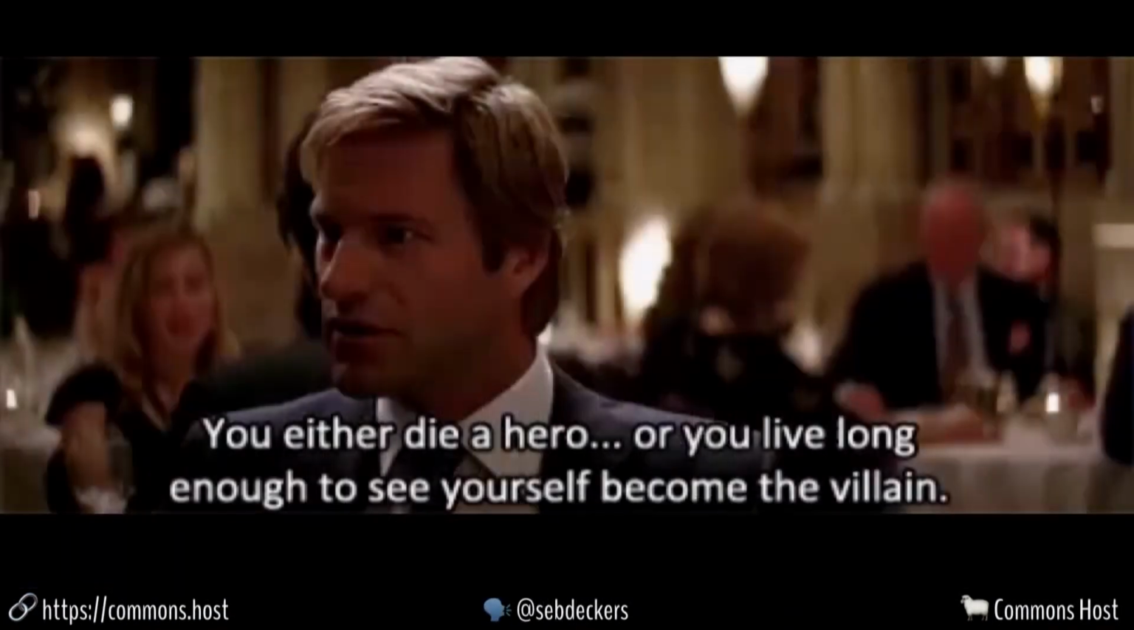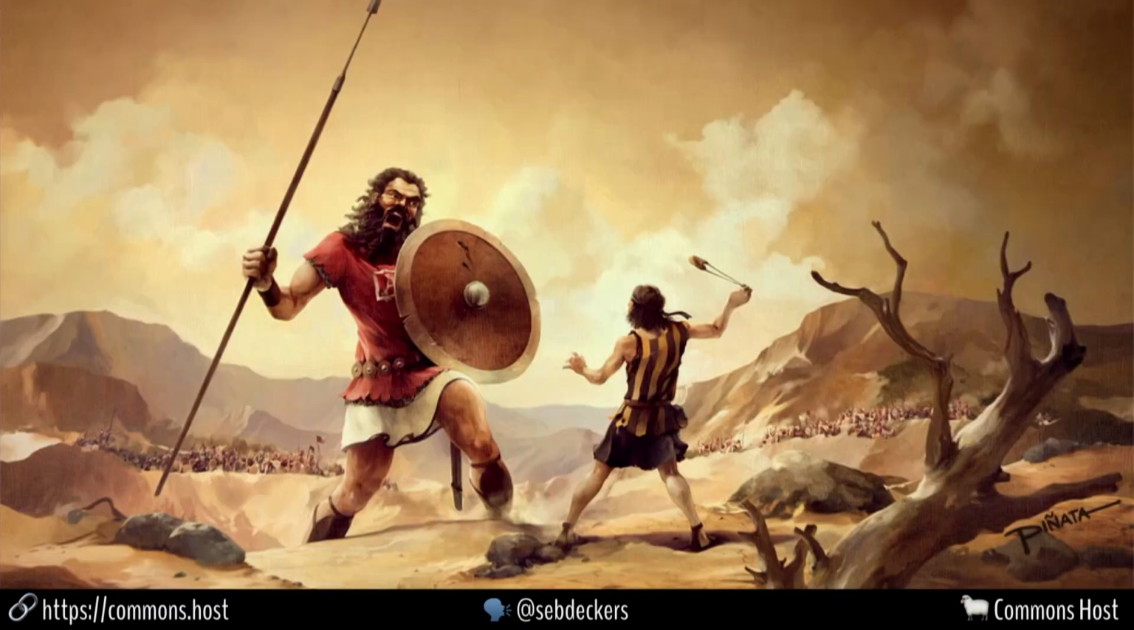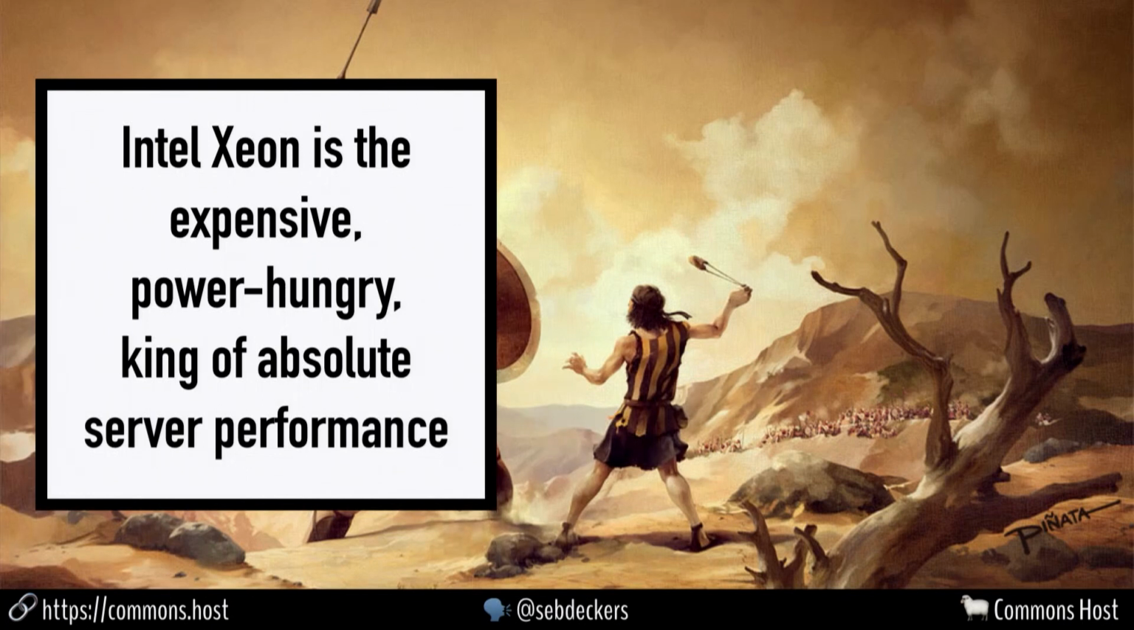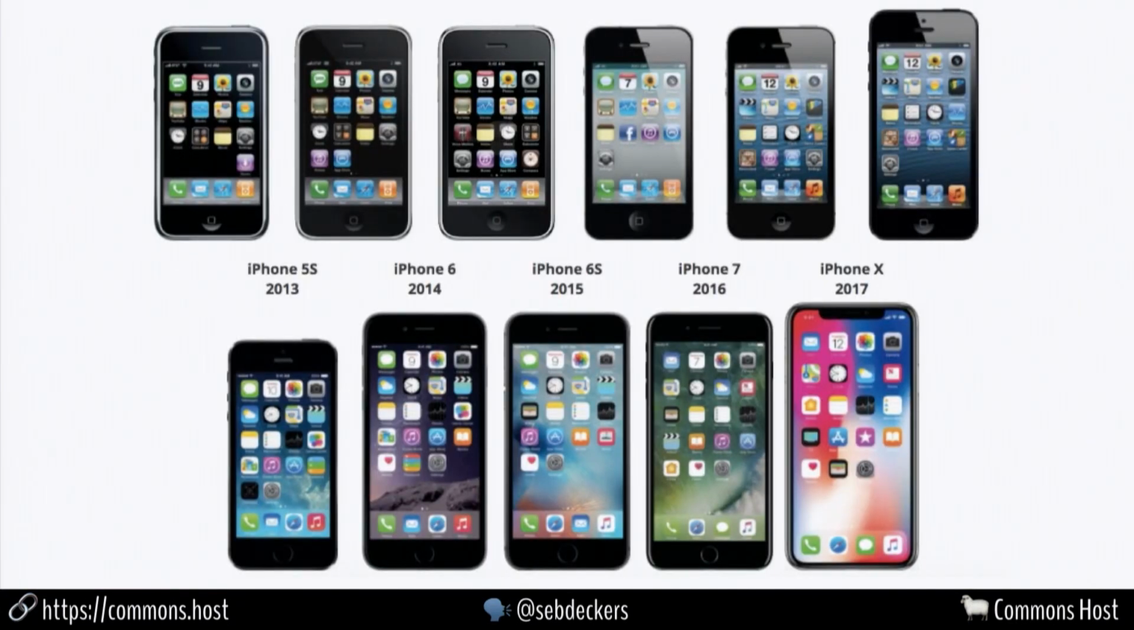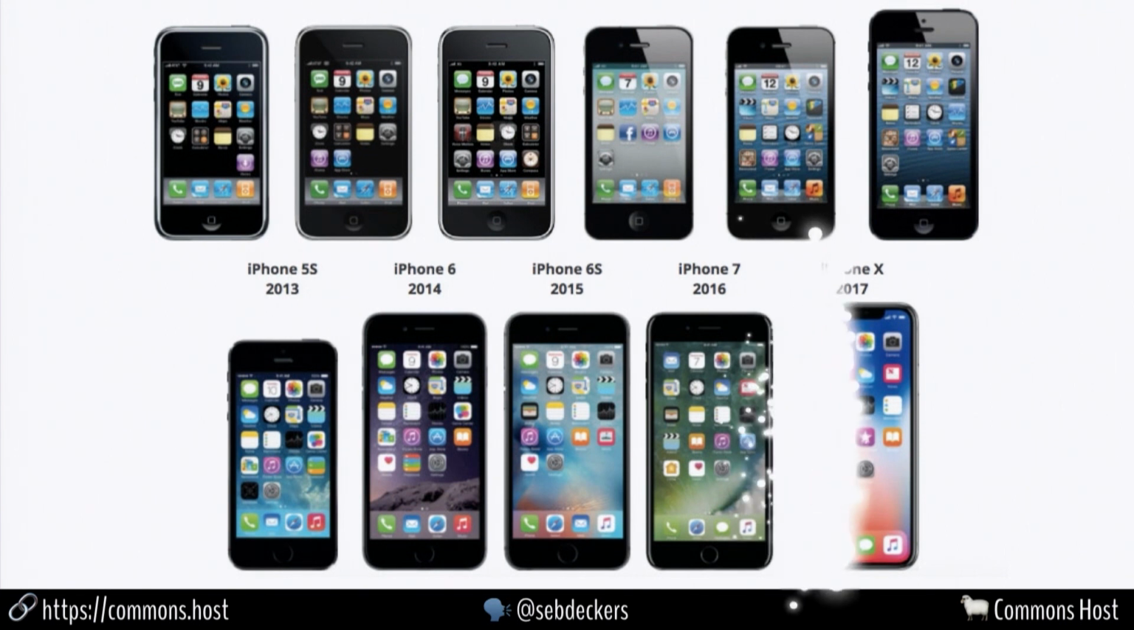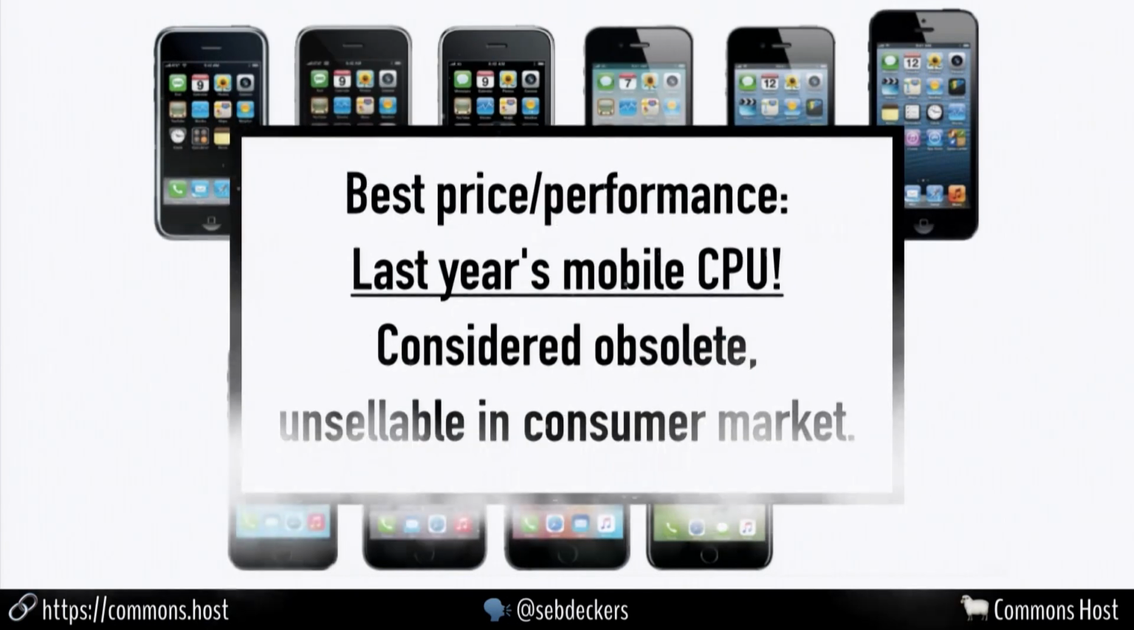But I think today, ARM is the commodity, and Intel has sort of become a David versus Goliath thing. Eventually, they've become the big, powerful server hardware. And ARM is actually now the new commodity because we all carry it in our pockets. The best performance per dollar of ARM is probably going to be, well, this slide is now a month outdated, I guess, last year's phones.